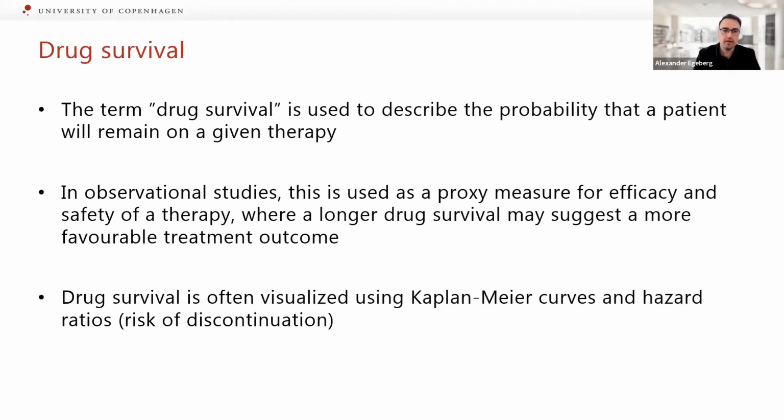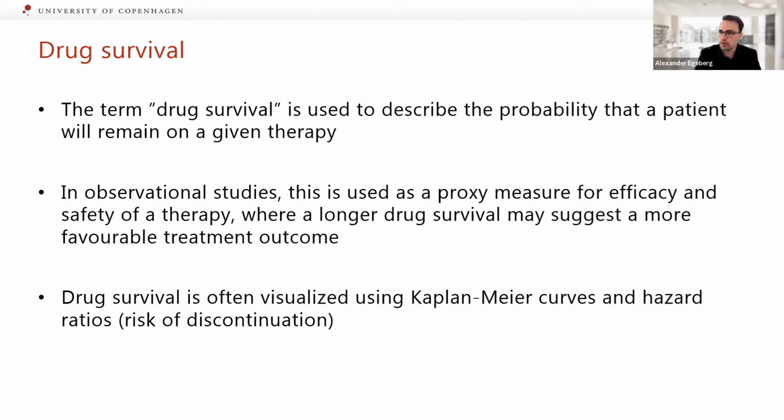So drug survival is a term that we hear quite often, and we use it in dermatology as a proxy measure. Drug survival means the probability that a patient will remain on therapy. So if we're talking about a systemic therapy for psoriasis, a high drug survival means there's a high persistence of this drug, so they will continue the drug for a long time.